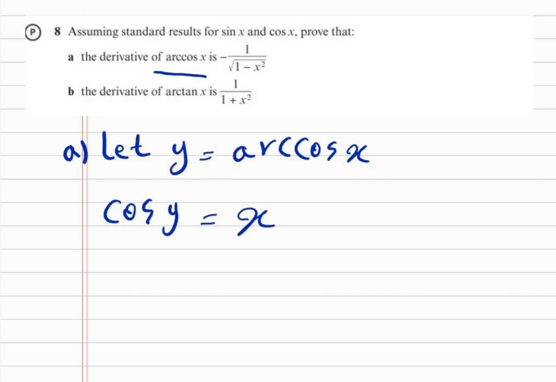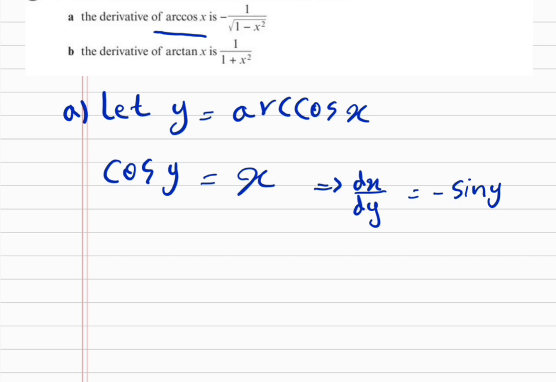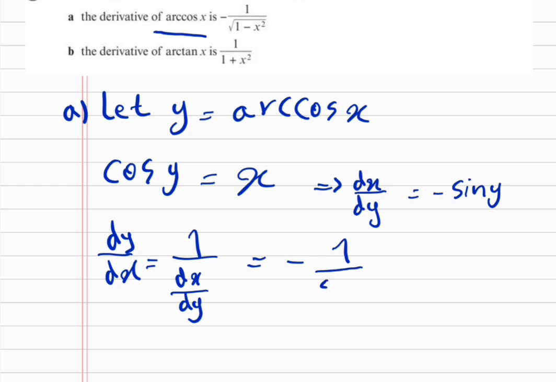And now let's find dx/dy, because x is written in terms of y. So dx/dy is equal to cos y differentiates to minus sine y. And hopefully you remember from the previous questions what we can now do in order to find dy/dx. Basically, dy/dx is equal to 1 over dx/dy, as long as the function is nice. And you don't need to worry about what it means when we say the function is nice. So in this case, dy/dx is equal to minus 1 over sine y.